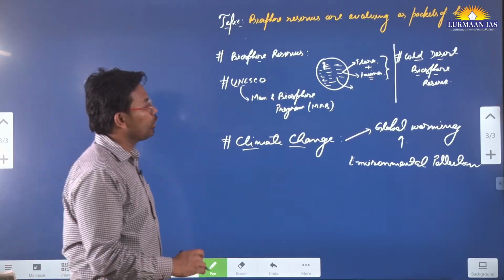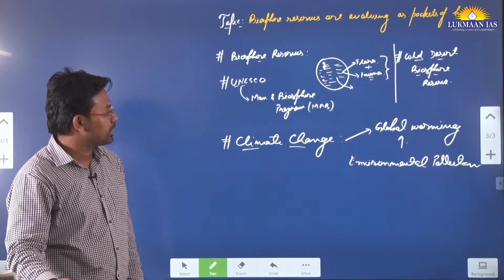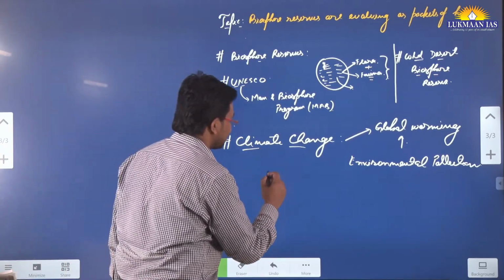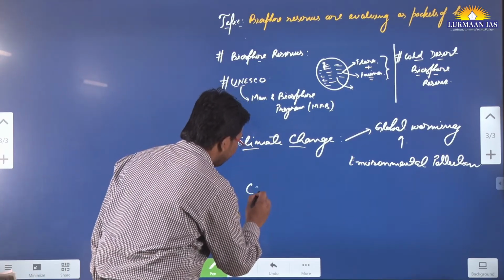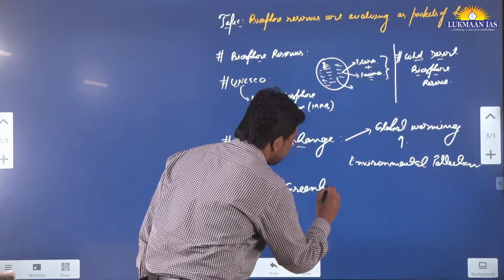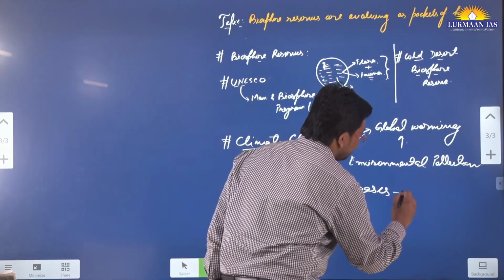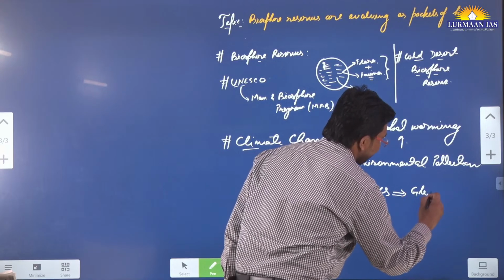They have mentioned why global warming is happening: because of the release of carbon dioxide and other greenhouse gases. These lead to global warming.